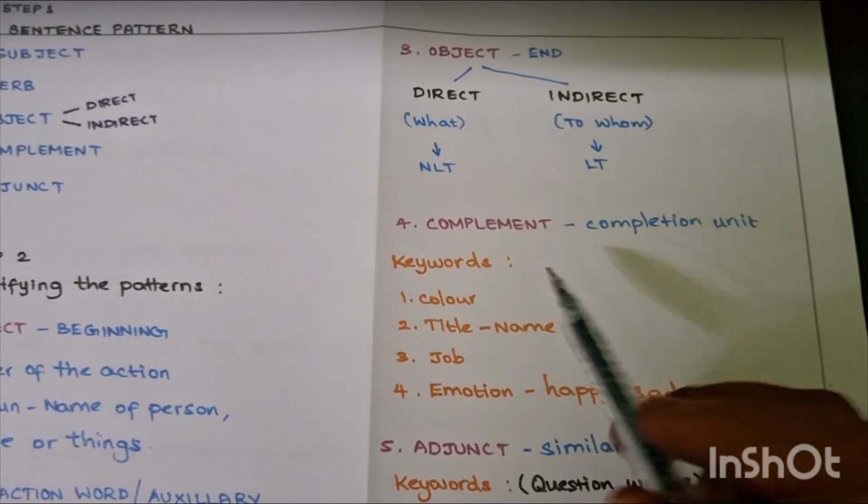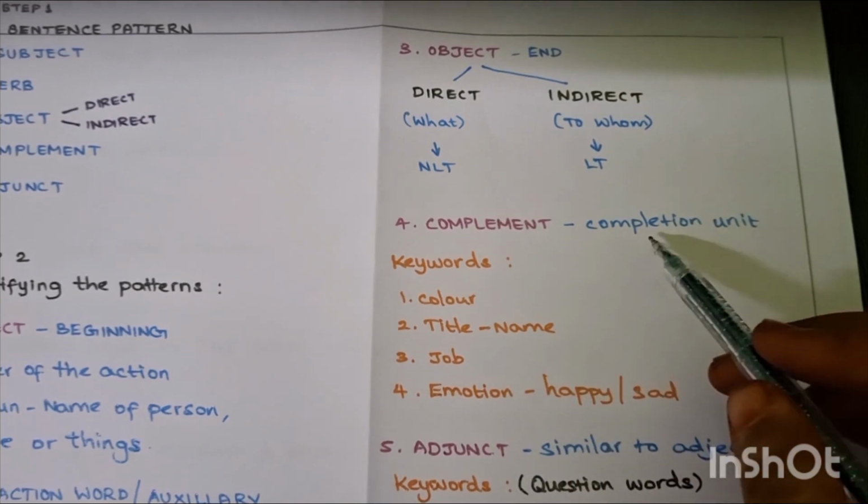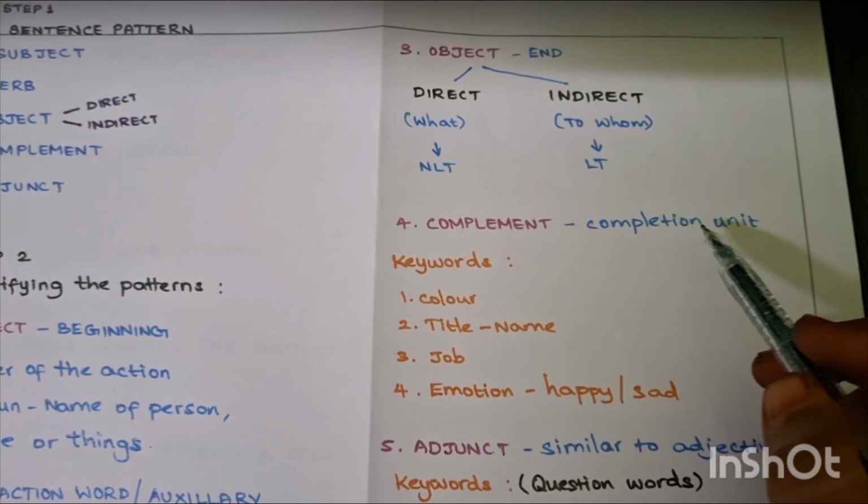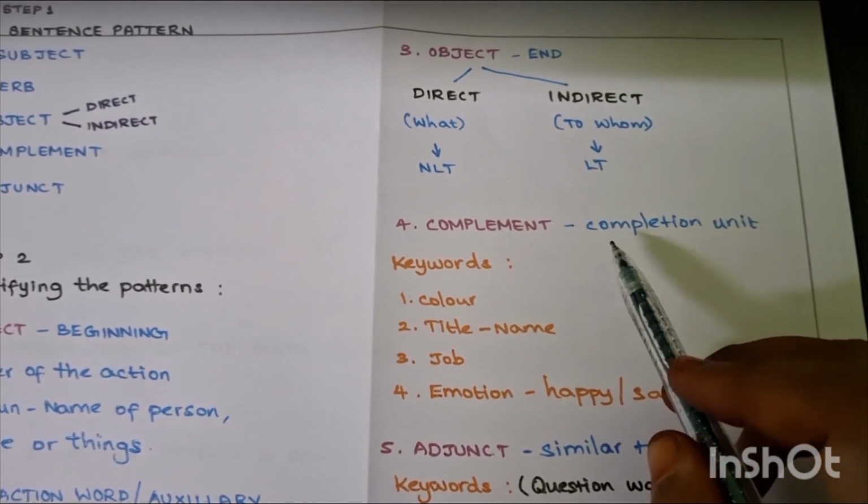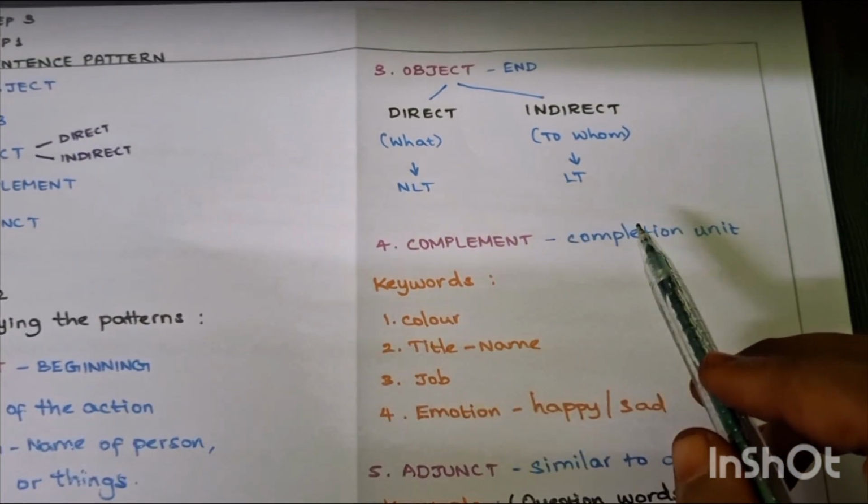The fourth pattern is complement, which is also known as completion unit, because without this complement the sentence won't give a complete meaning.